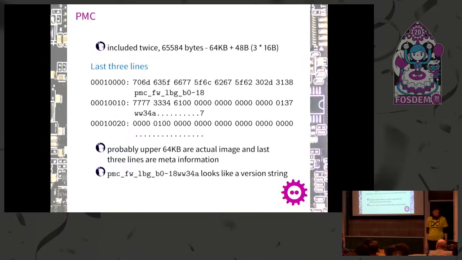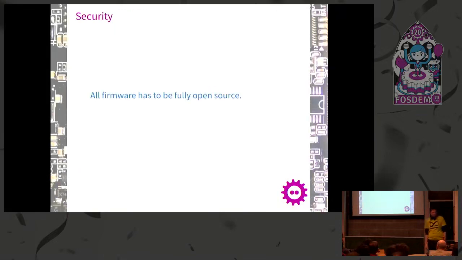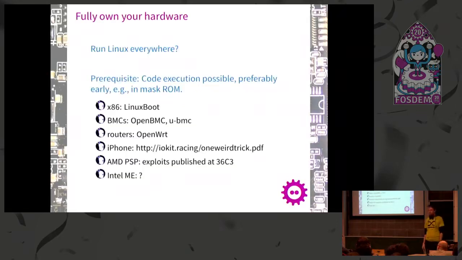Time's up now. So just for a very brief conclusion: all firmware has to be open source for security. That's what I propose. Some people agree. And to fully own your own hardware, we actually have to do something about this. Here are lots of projects where we have open source stuff. And that's where I'm ending here.